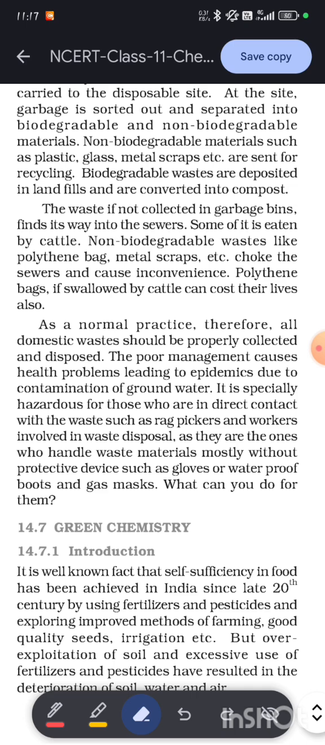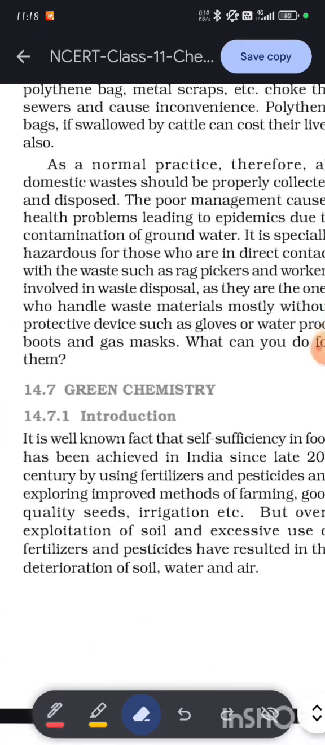Poor management causes health problems leading to epidemics due to contamination of groundwater. It is especially hazardous for those who are in direct contact with the waste, such as rag pickers and workers involved in waste disposal, as they are the ones who handle waste materials mostly without protective devices such as gloves or waterproof boots and gas masks. What can you do for them?